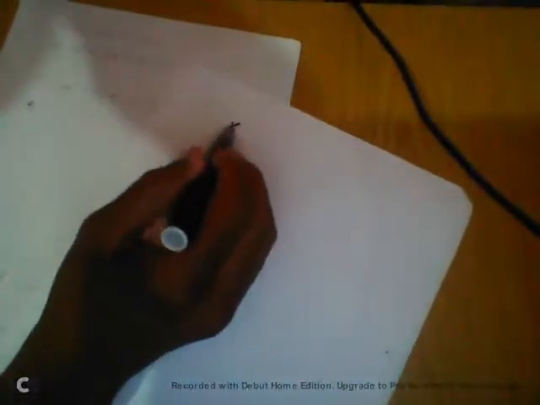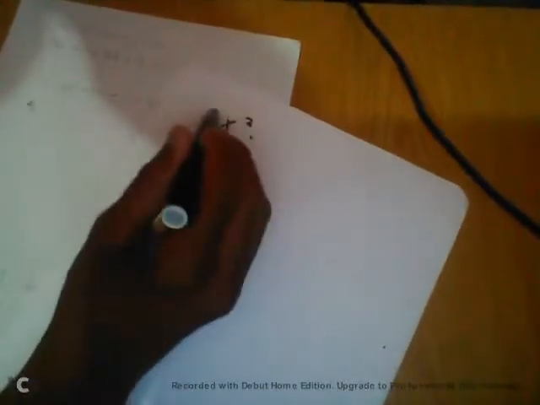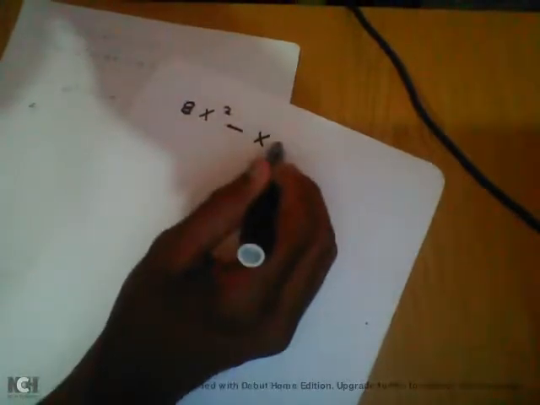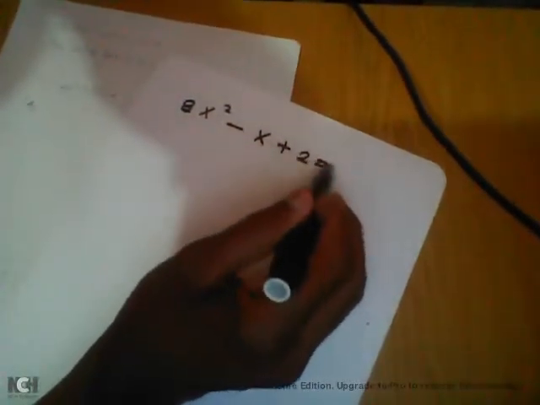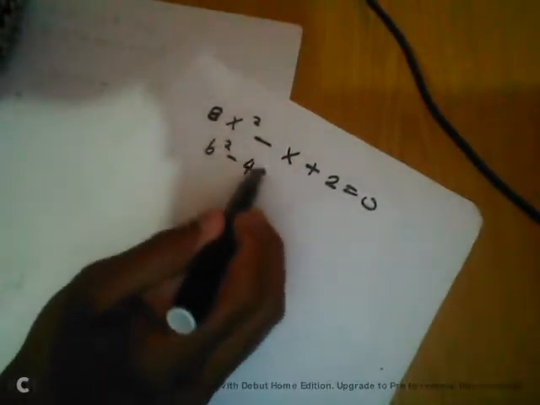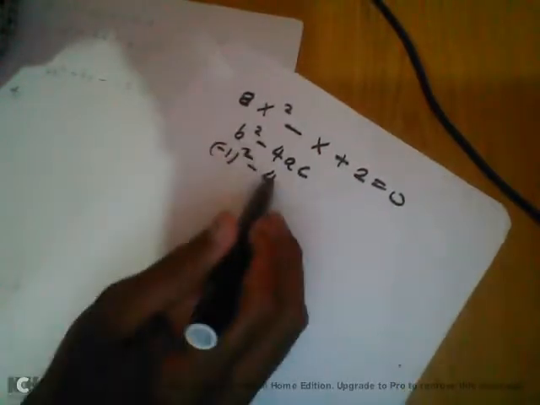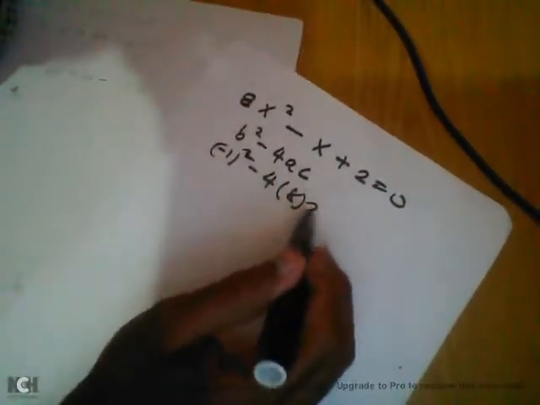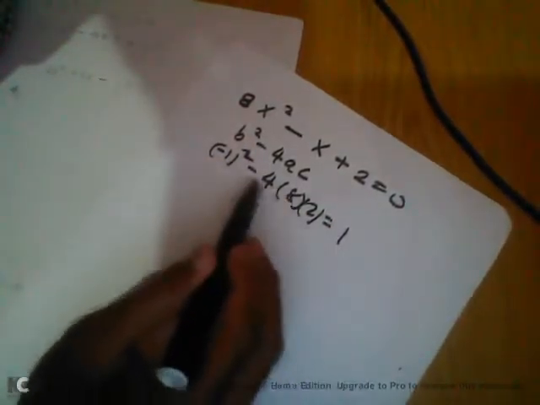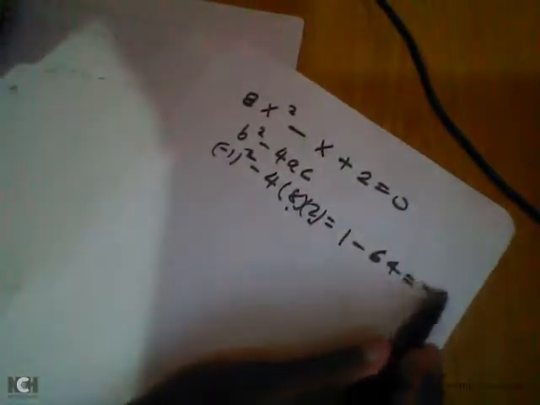So for example, somebody gives you x squared, and then let's say 8, minus x, plus 2 equal to 0. So let's test it. How do we test? b squared minus 4ac. What is b? b is negative 1, squared, minus 4. What is a? a equals 8 and c equals positive 2. So when you multiply this, 1 minus 4 times 8, 32, 32 times 2, 64, minus 64. It's going to be negative 63.